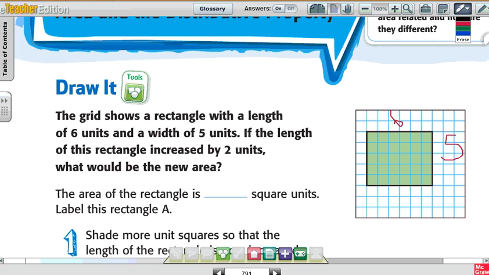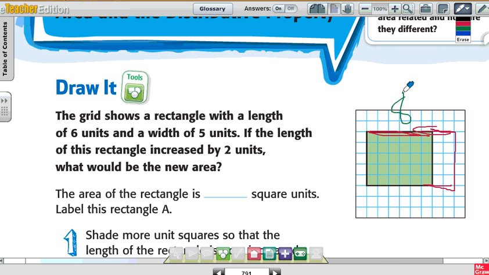Okay, if the length of the rectangle increases by 2 units, what would be the new area? So here's the length, right? It says it increases by 2. I need to add 2 more. Now, how long is the length? It was at 6. I added 2 more. How long is the length now? 8.